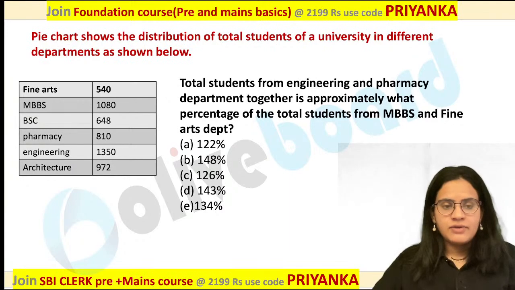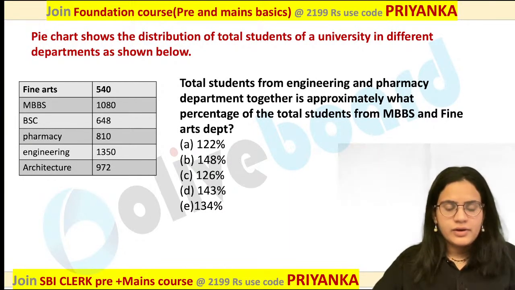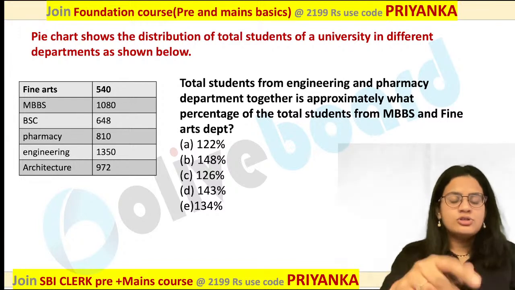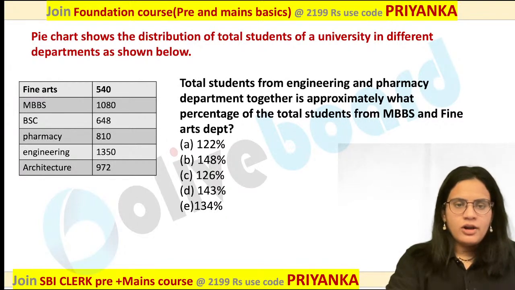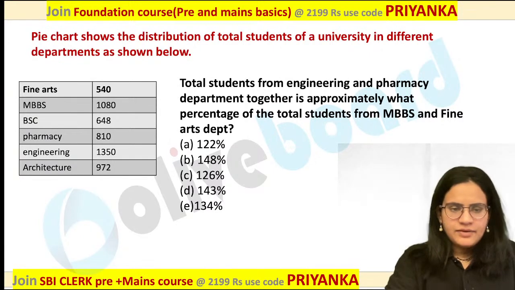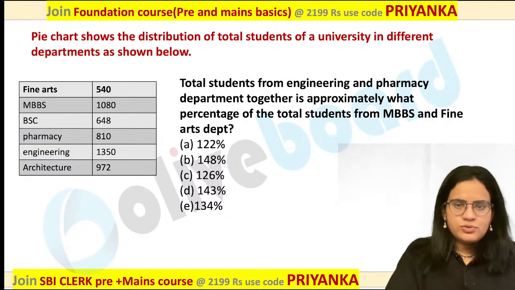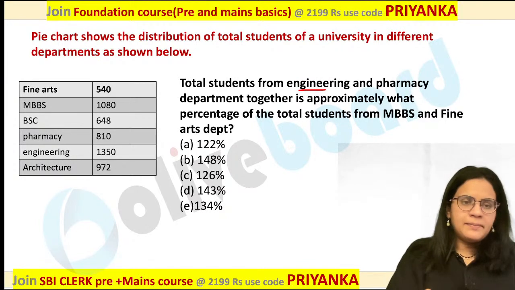Now Vineet is saying 143. Radha is saying 134. Okay, how will you do this? So how you have to approach the question, especially which are about the approximation, that is the important part in this question over here. Okay, now all of you please pay attention. What is given in your question? Total number of students from engineering and pharmacy department together.